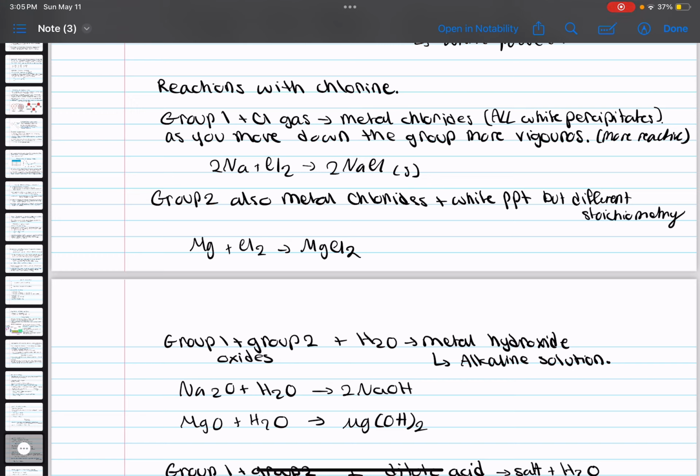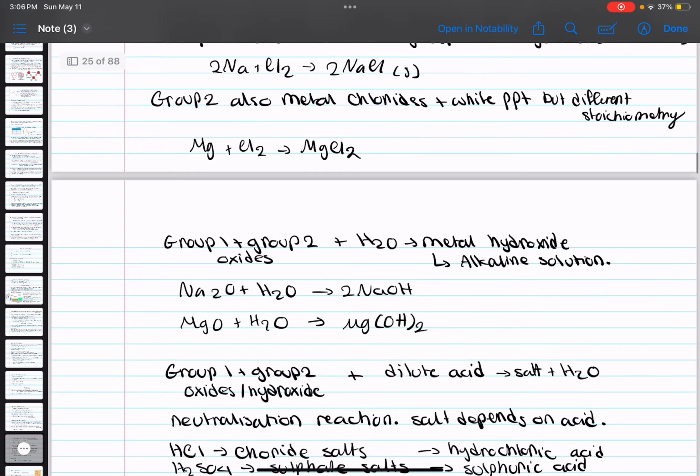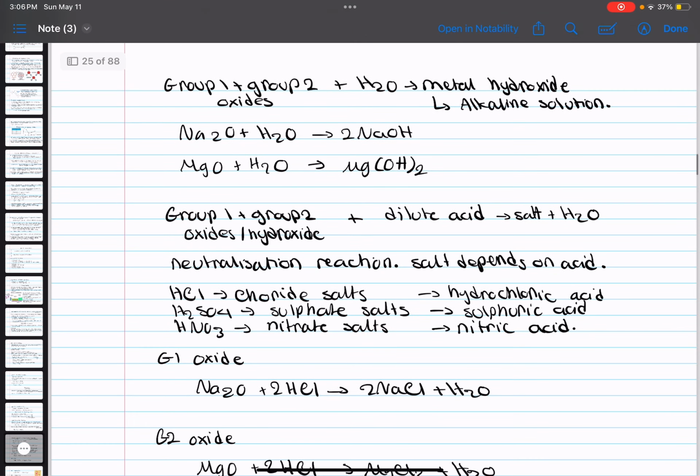So 2Na plus Cl2 gives you 2NaCl, which is also salt, and it should always be solid. And the Cl2 is a gas. Group 2 metals give metal chlorides, also white precipitates, but with different stoichiometry, meaning Mg plus Cl2 is going to give you MgCl2. Again, solid. Group 1 and group 2 oxides plus water are going to give you metal hydroxide. And again, metal hydroxide is an alkaline solution. So Na2O plus H2O is going to give you 2NaOH, which is alkali.